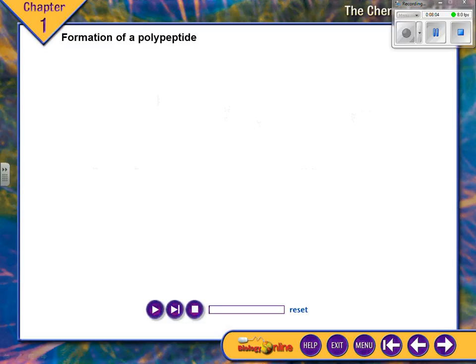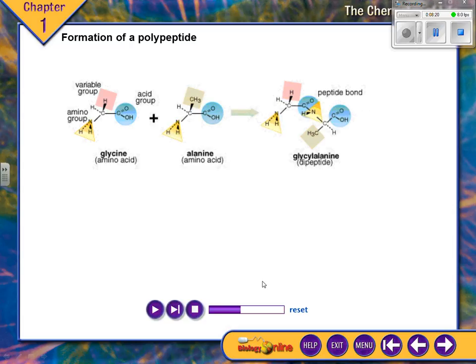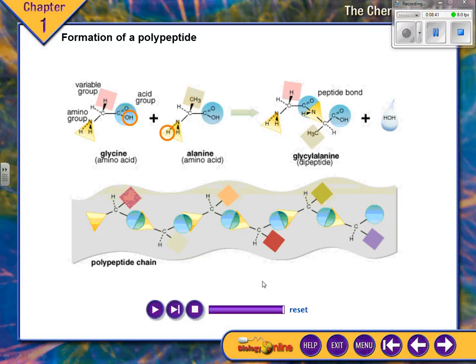Let's check this out. A peptide bond forms when the acid group of one amino acid joins to the amino group of another amino acid. In this example, the acid group of glycine joins with the amino group of alanine. The result is glycylalanine. The acid group of glycine loses an atom of hydrogen and an atom of oxygen. The amino group of alanine loses an atom of hydrogen. These atoms combine to form a water molecule. More peptide bonds can form in the same way, creating a chain of amino acids called a polypeptide.